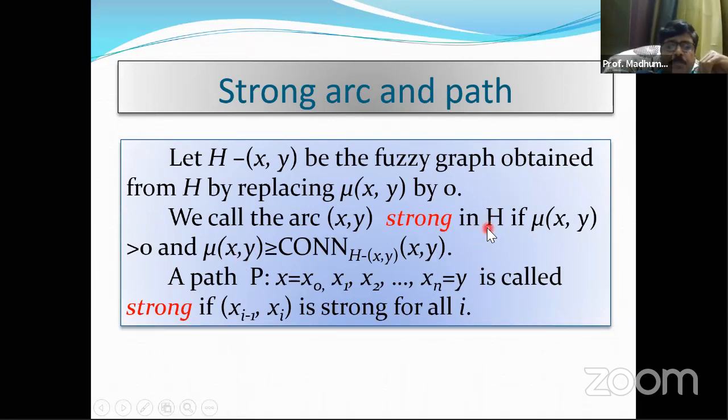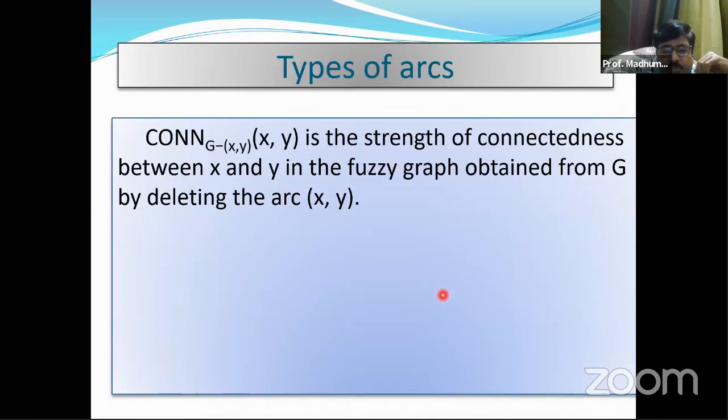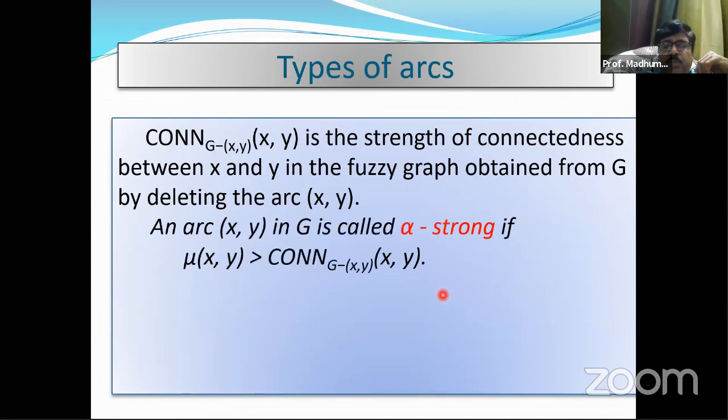And the path from x to y, x0, x1, x2 up to xn, is called a strong path if all the arcs of that particular path are strong. Similarly, we can define different types of strong arcs based on the relation between the membership value of the edge and connectedness.